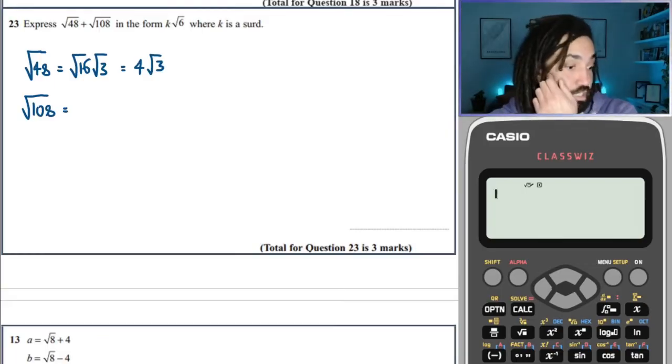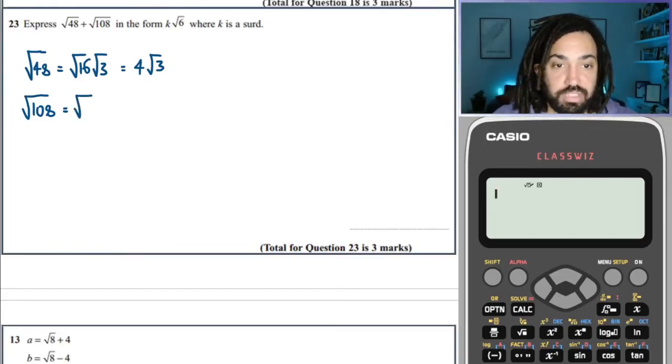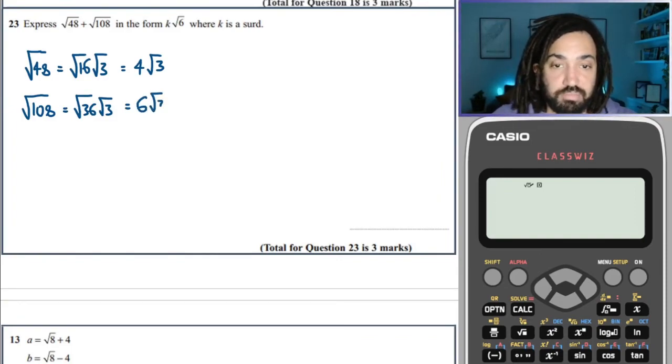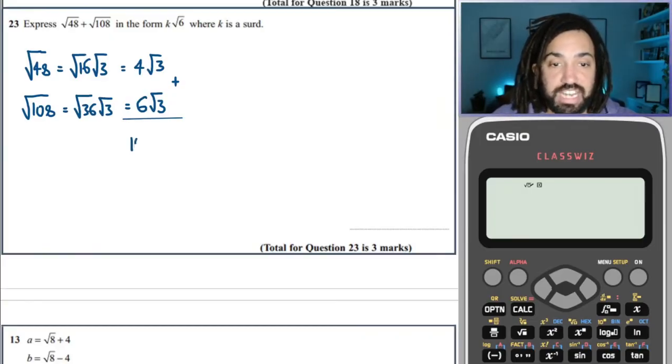We could do something similar to 108, which has a factor of 36. Yeah. So it's the square root of 36 times the square root of 3, because 3 36's make 108. Perfect. So that gives me 6 root 3, because the square root of 36 is 6. Then we're adding these two things together. So this is going to give me 10 lots of root 3.